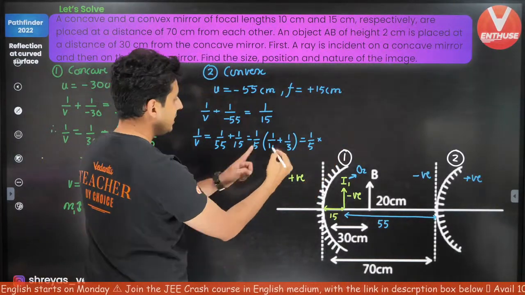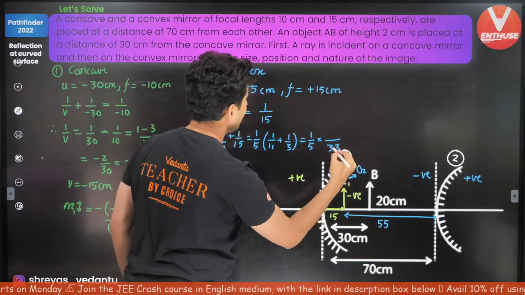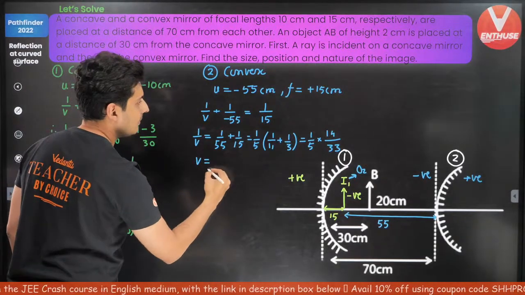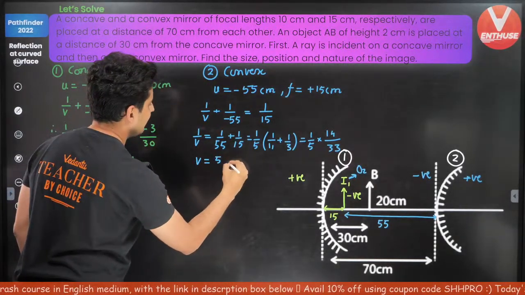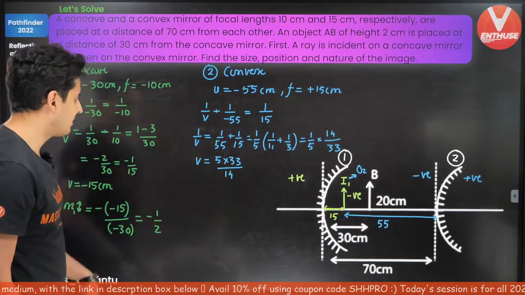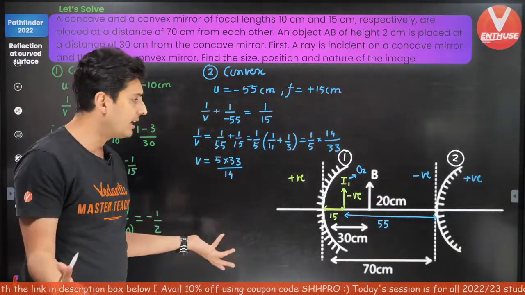Taking LCM, 11 3s are 33 and 11 plus 3 is 14. So V will be nothing but 5 into 33 divided by 14. I'll just leave it as it is. Maybe some things might get cancelled later on.